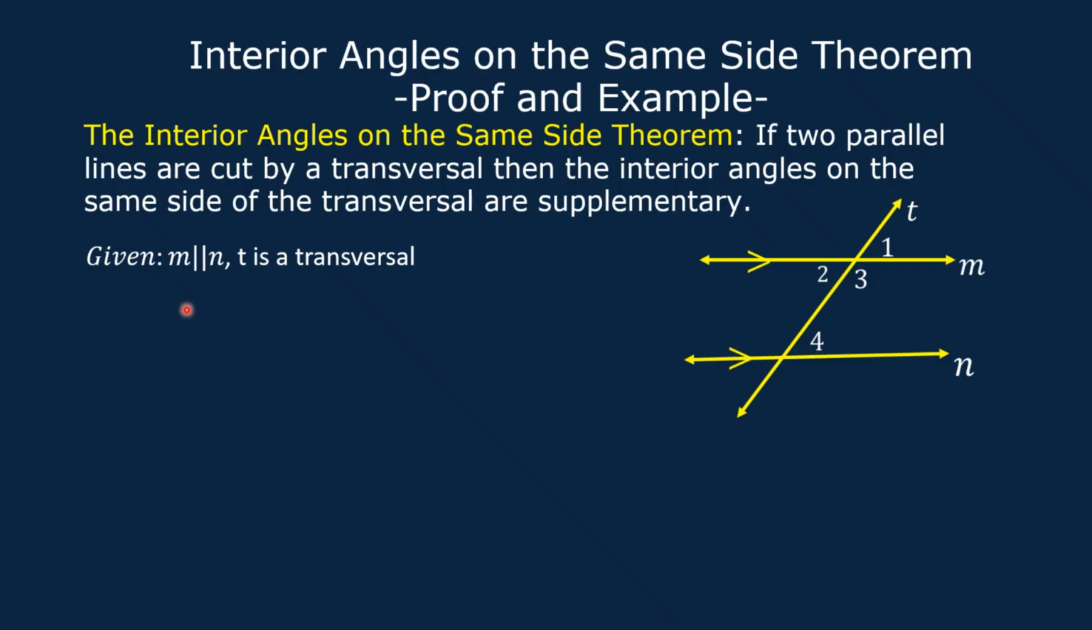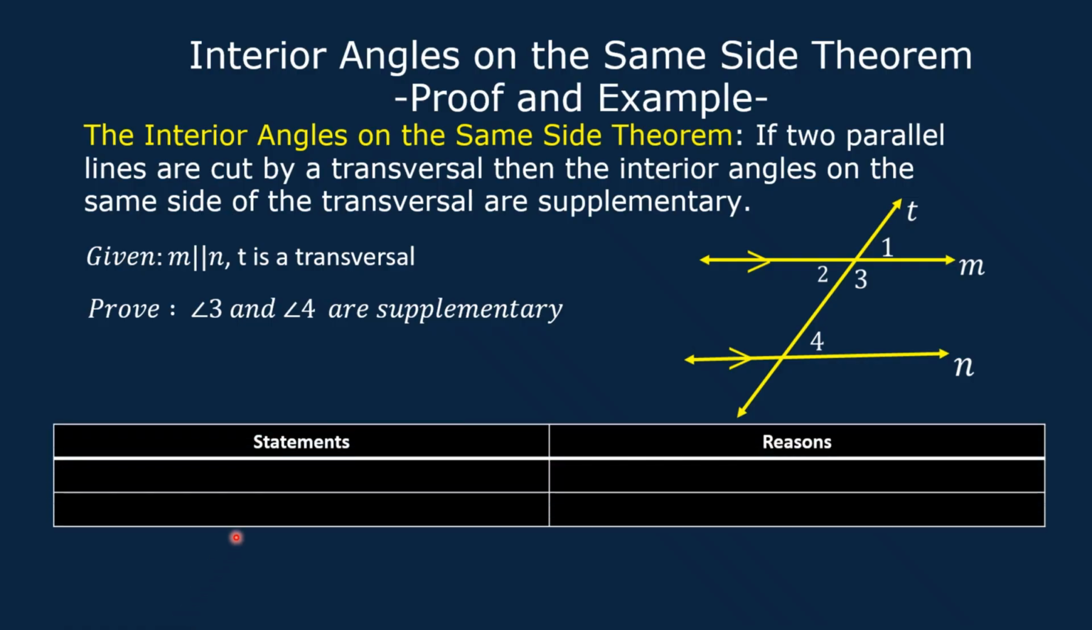Given line M is parallel to line N, and T is a transversal. We are going to prove that angle 3 and angle 4 are supplementary. We are going to use a two-column proof. In the first column, we are going to write the statements, and in the second column, the corresponding reasons.